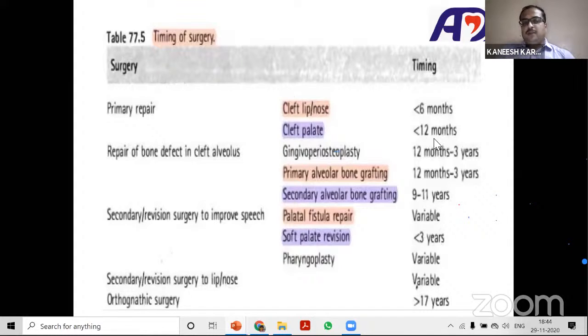Then 12 to 18 months, you do palate, and then gingivoperiosteoplasty, primary alveolar grafting, and you do secondary alveolar grafting in 9 to 11 years for the eruption of the canine. Okay, then finally orthognathic surgery and rhinoplasty.